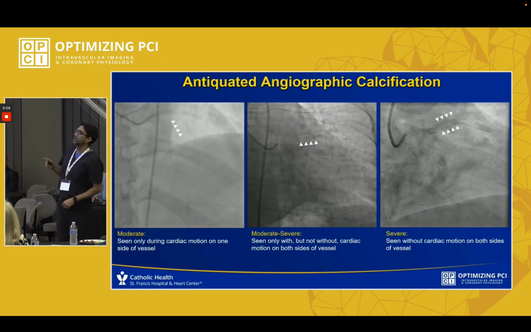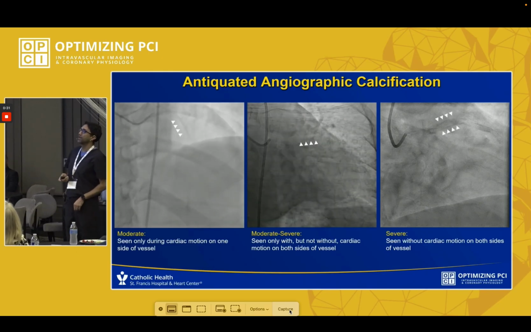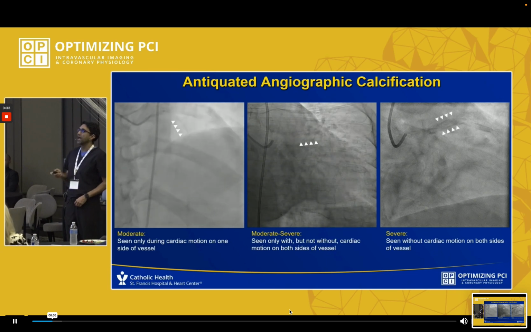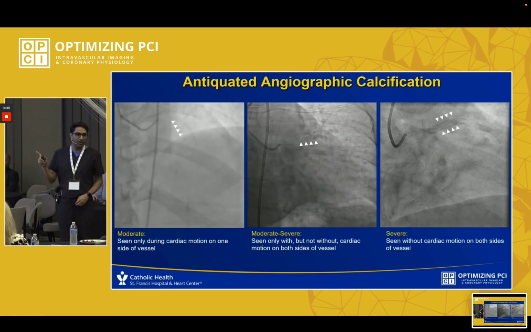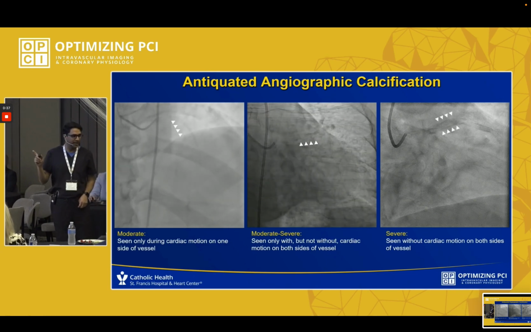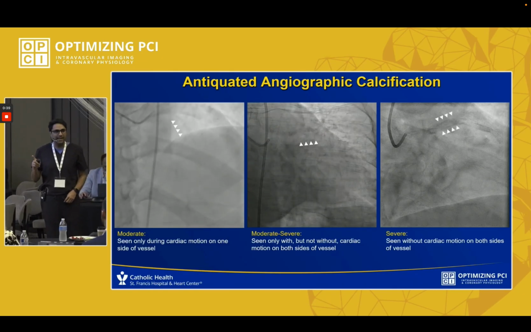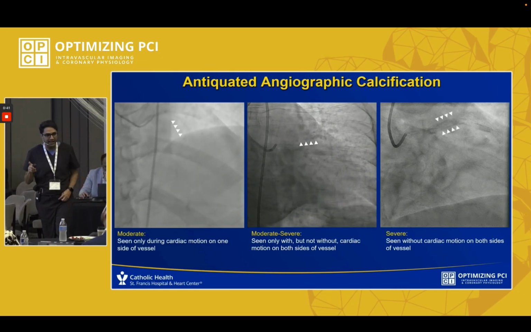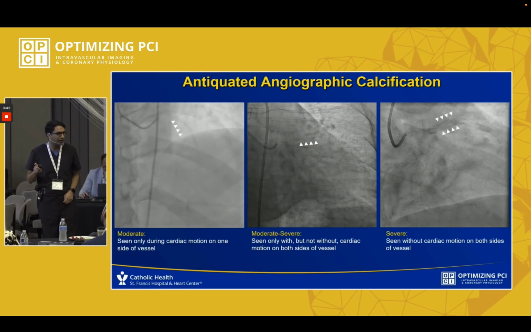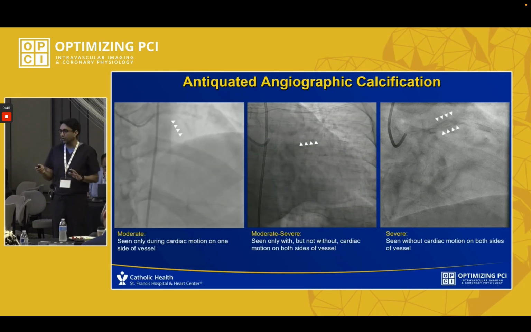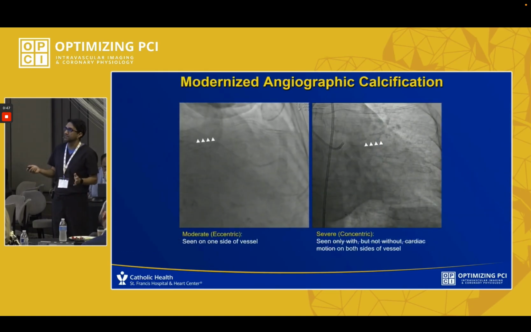And you'll see in the title, I labeled this antiquated angiographic calcification. I don't know any interventional cardiologist on earth who actually does that. Nobody takes their foot off the pedal to see if it's still there, and if it's not there, it's completely antiquated. And really what we do is this, right?